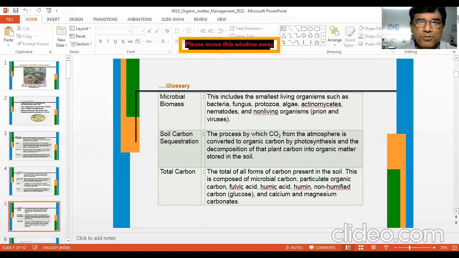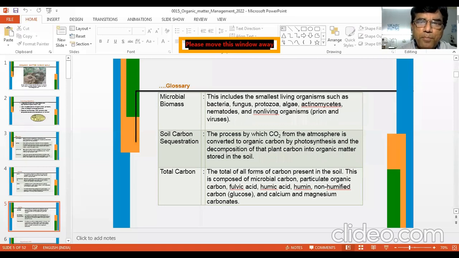Now, total carbon in soil. In simpler terms, inorganic plus organic carbon in soil is your total soil carbon. In organic form, it is mostly in proteins, fats, bases, and some other forms. In inorganic form, it is mostly carbonates and bicarbonates, maybe of sodium or hydrogen or others. So the total of all forms of carbon present in the soil is your total carbon.